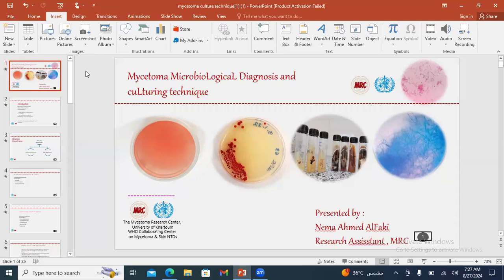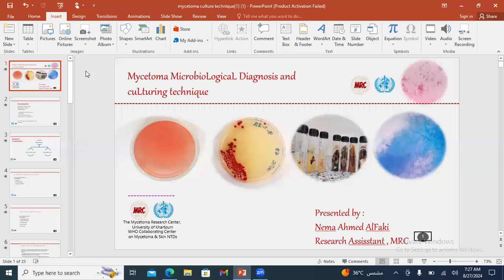I think, especially in mycetoma endemic areas where nothing is there apart from culture and histological diagnosis, culture remains the gold standard for identification of the causative agent. But it needs a skilled laboratory technologist, and it also requires viable grains, which sometimes are not available.